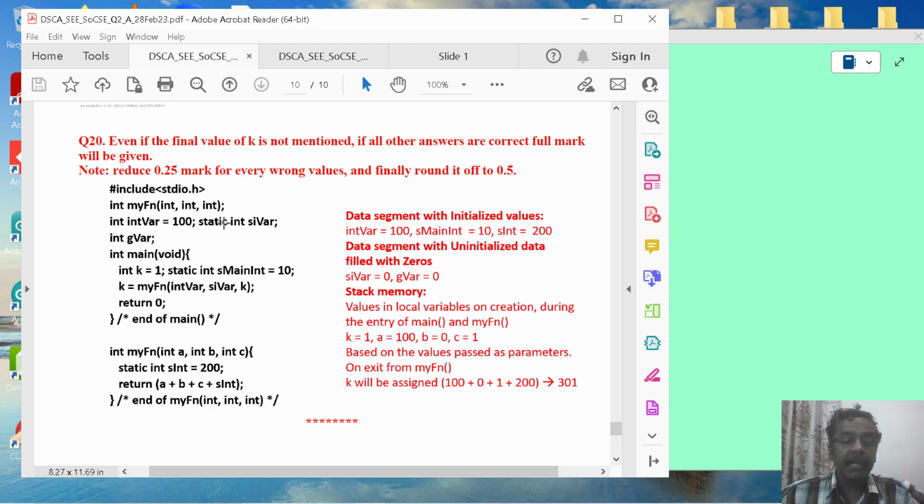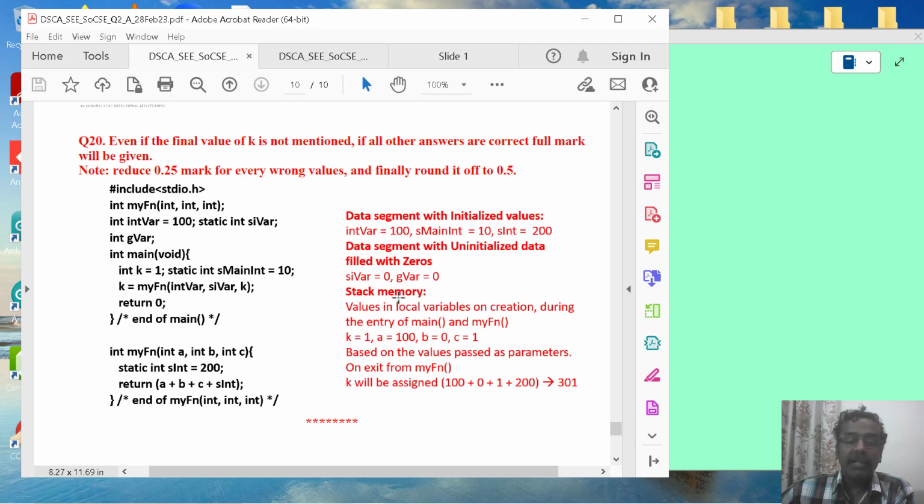The static int is a static global variable outside main, which is local to this file. Whereas the static main int is visible only within main, the static si var is visible within the file, and int var is a global variable which is visible across files, throughout the program. So the visibility of these three variables is different. They all live during the whole program execution because they are all in the data segment, not in the stack segment.